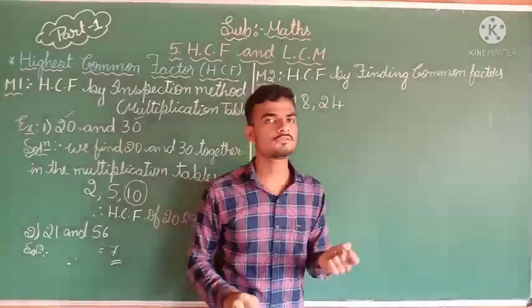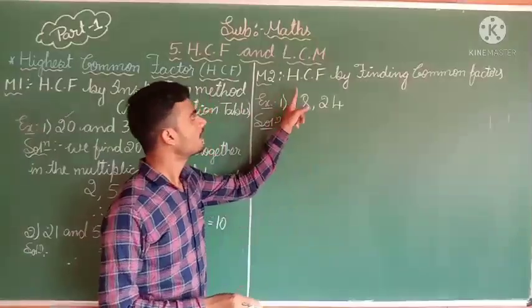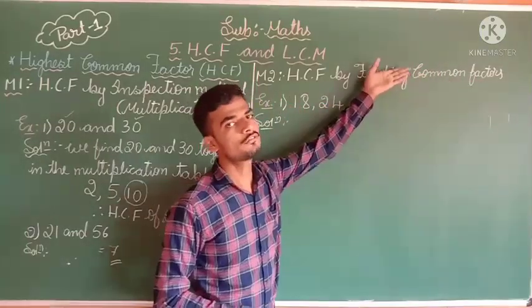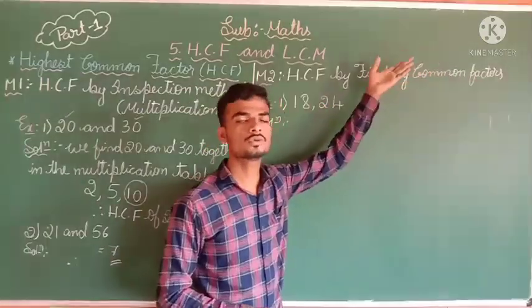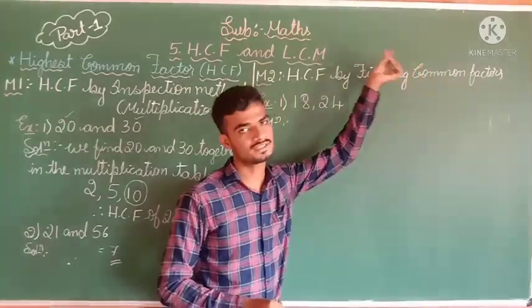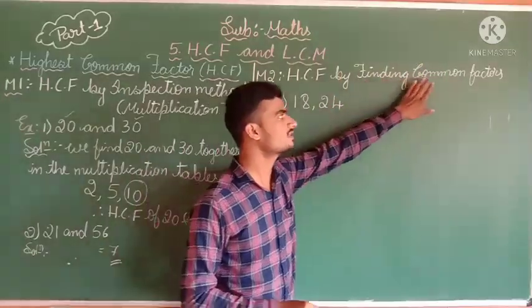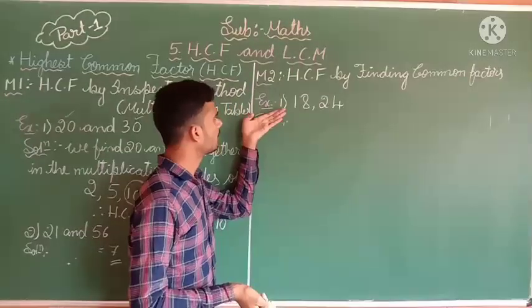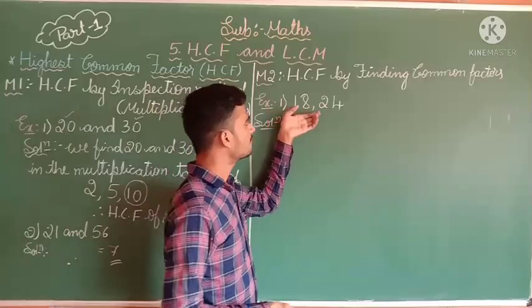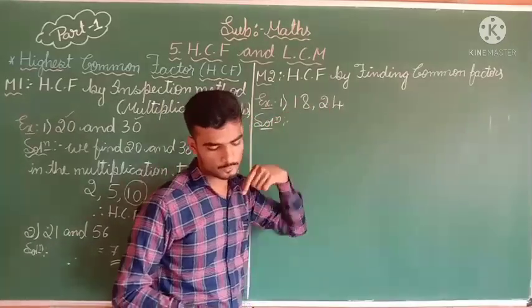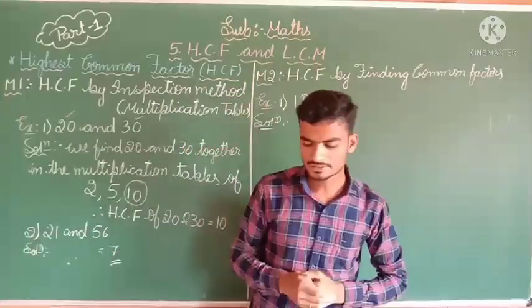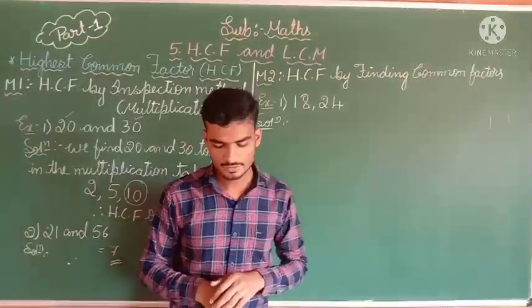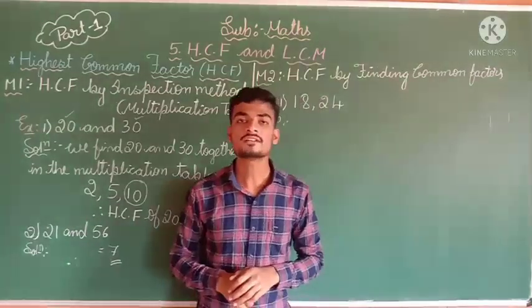Next we will move on to one more method, that is HCF by finding common factors. They may give only finding factors. If they say finding factors, you also want to find the common factors. If they mention common factors, you want to find the common factors itself. For example, I have taken 18 and 24. Here you will get the question like this: find the HCF of 18 and 24 by finding factors.